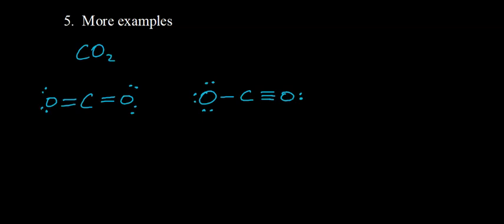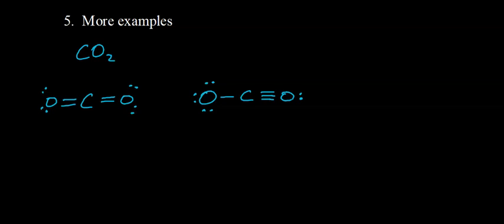All right, let's try some more examples. So there are 2 ways of drawing the Lewis structure for carbon dioxide. In fact, every year when we're doing Lewis structures, I have a student ask, why is it 2 double bonds in carbon dioxide instead of 1 single and 1 triple? Well, let me explain. It has to do with experimental evidence.